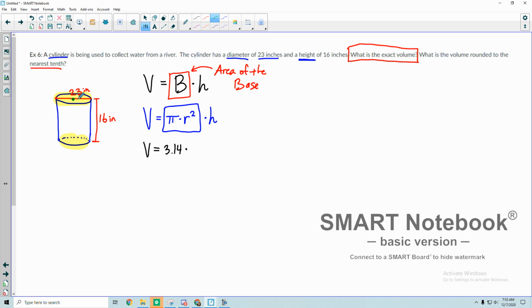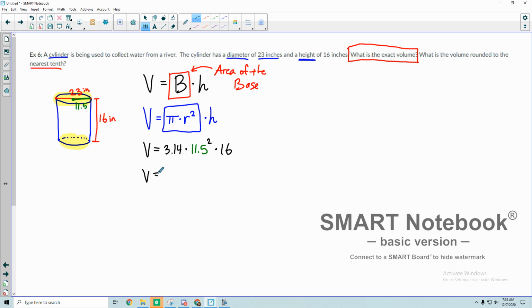Remember, the radius is just half of the diameter, okay? So if I just take 23 and divide that by 2, I get 11.5. So 11.5 is the radius here. Okay, and then make sure that is squared, so 11.5 squared, and then that is going to be multiplied by the height, which we just found was 16. So I have all my numbers plugged in. There's pi, that's the radius, which was half of the diameter, and then I'm multiplying that by the height.